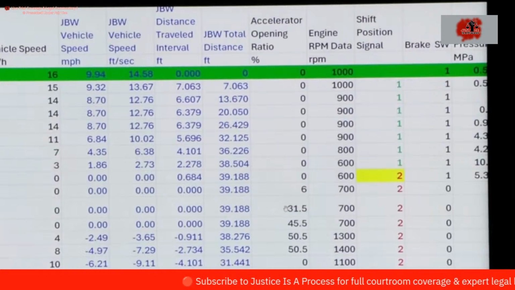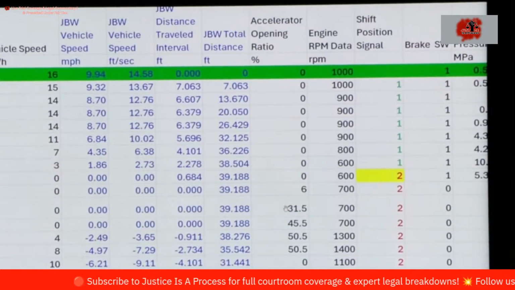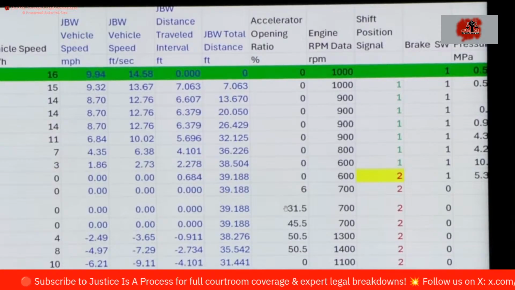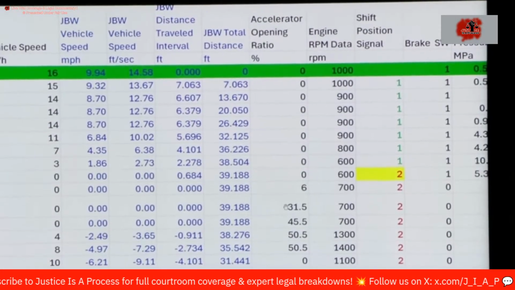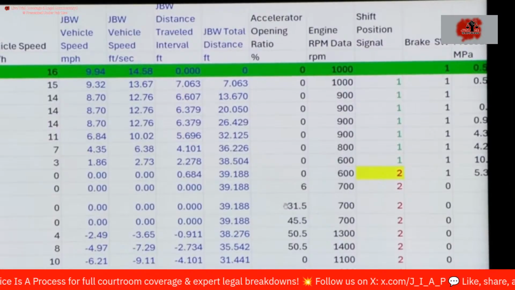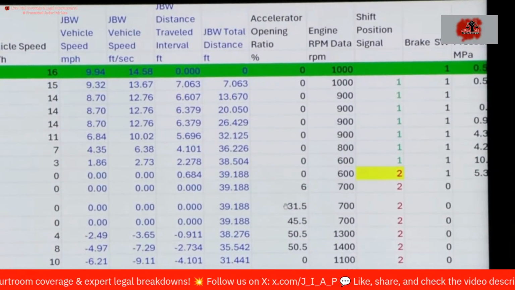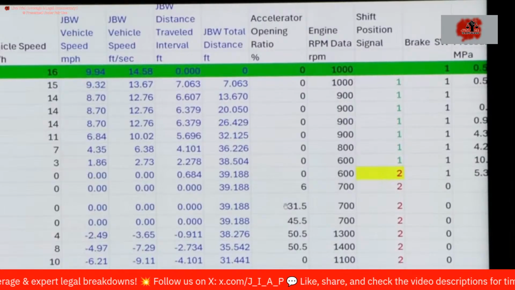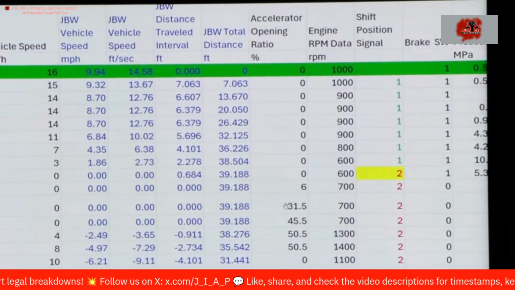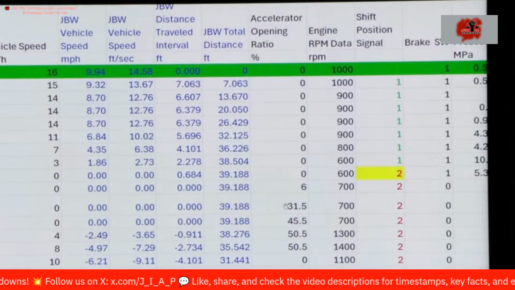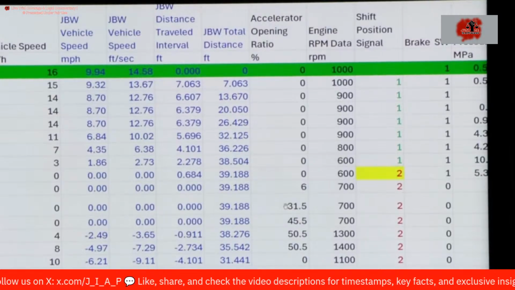The row next to the 31.5, engine RPM data, can you explain to us what that is? Sure, that's how many revolutions per minute the engine's turning. The more gas, is it generally the higher the RPM? Correct. There's going to be a little lag. Your car doesn't move instantaneously. You have to step on the gas, then the RPMs go up, and then it starts going faster.